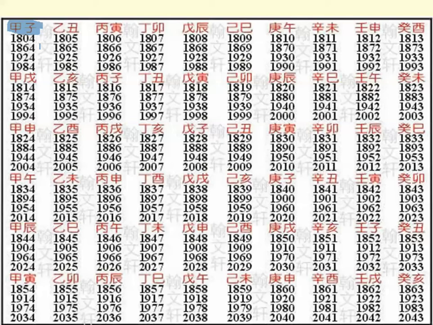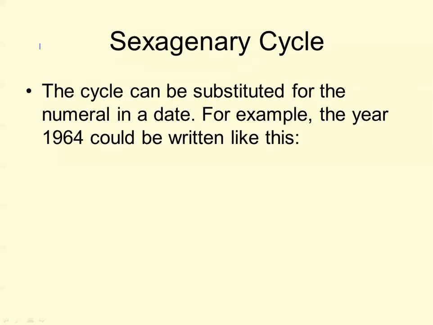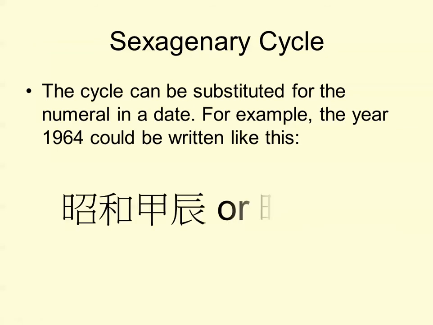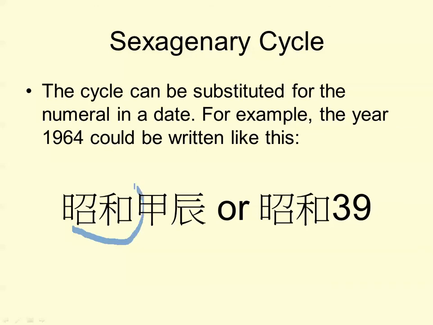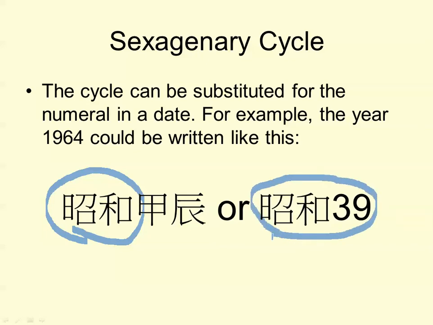So that's an example of how cycles are used, and I'm going to give you a couple other examples here too. The cycle, as I was saying, can be substituted for the numeral in a date. For example, the year 1964 in the Western calendar could be written like this. Showa is the Nengo of 1964. Showa, I'm hoping you remember, is a good chunk of the 20th century. So if we're referring to a year, we could say it's the 39th year of Showa, or we could say it's this cycle year of Showa.